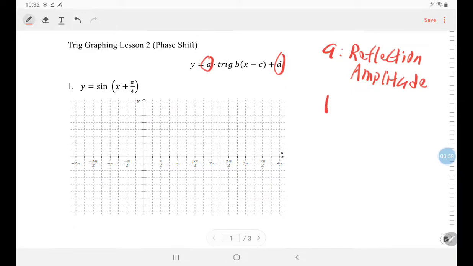And then we talked about D, that parameter, which was your vertical shift.